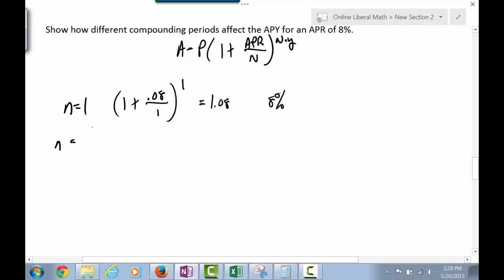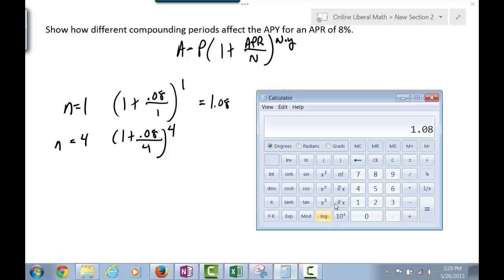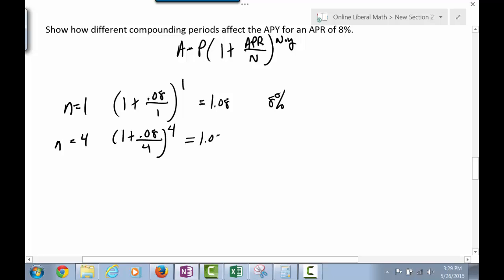Now, if I look at it, say, 4 times, that's 1 plus 0.08 divided by 4. And again, we're just saying in a year, so we're not looking at multiple years here. So 0.08 divided by 4, plus 1. And then we want to raise that to the fourth power, and I get 1.0824. Okay, so our balance has actually increased by 8.24%.